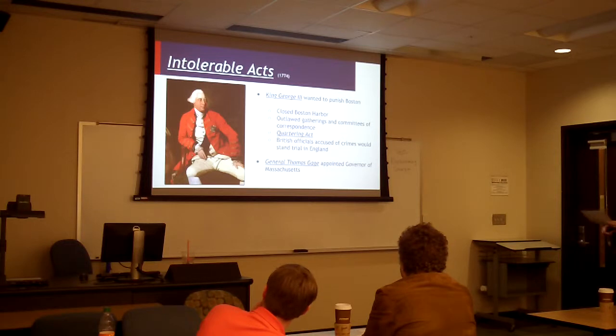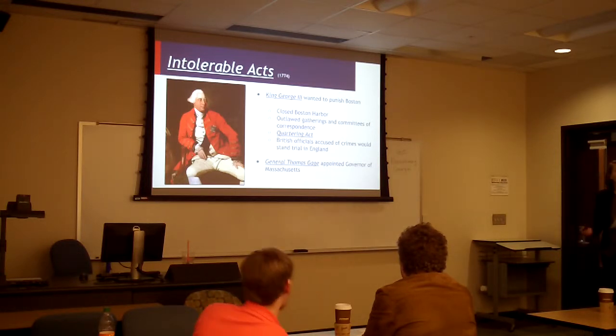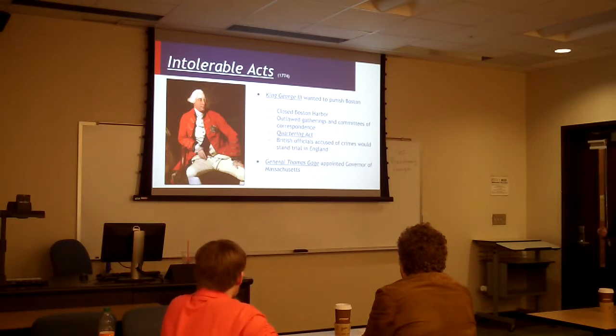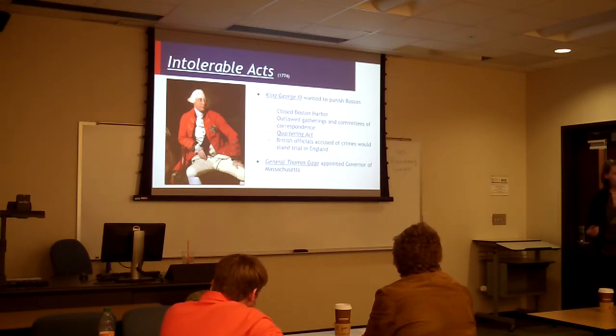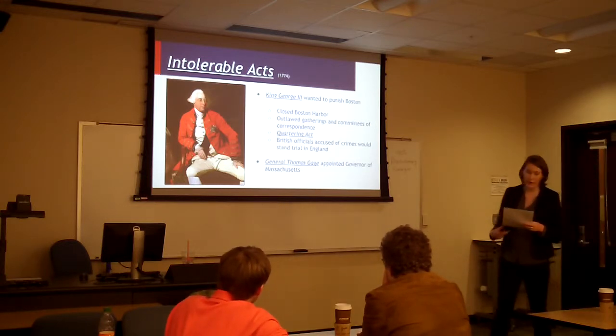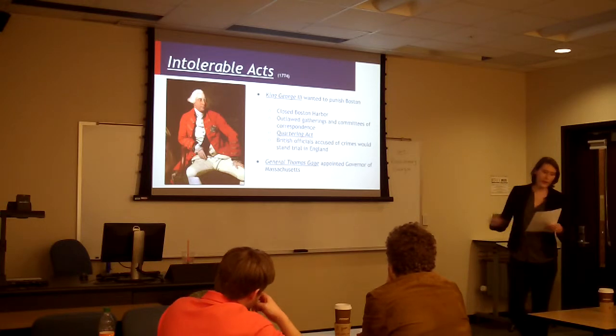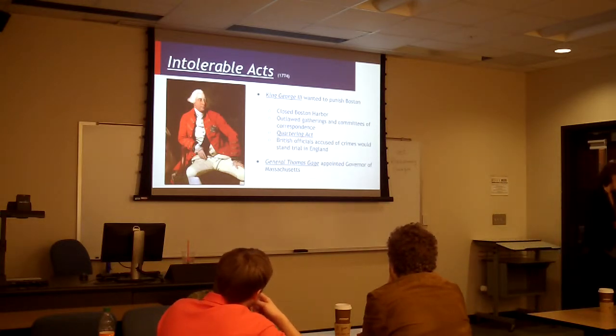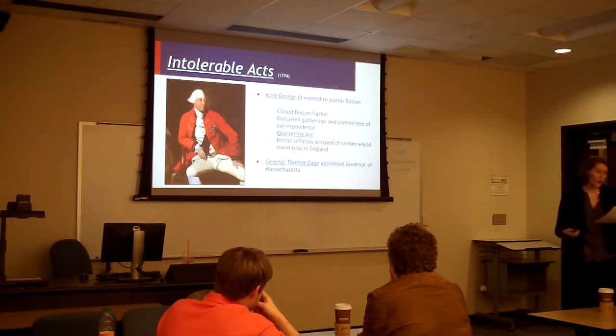And finally, British officials accused of crime would stand trial in England. And this also upset the colonists because that sent the message to the colonists that they weren't capable of holding fair trials in America. General Thomas Gage was appointed the governor of Massachusetts, creating sort of a military state. Word quickly spread about what happened in Boston, despite committees of correspondence being prohibited. They found a way. And representative committees called for a meeting of colonial representatives to discuss how they should respond.